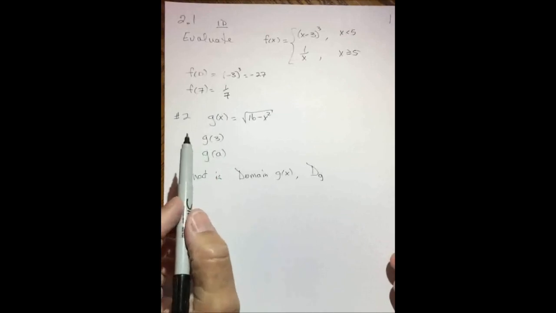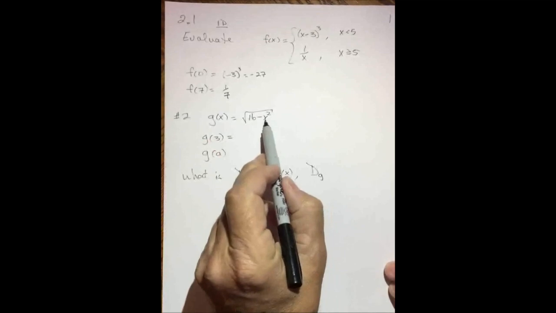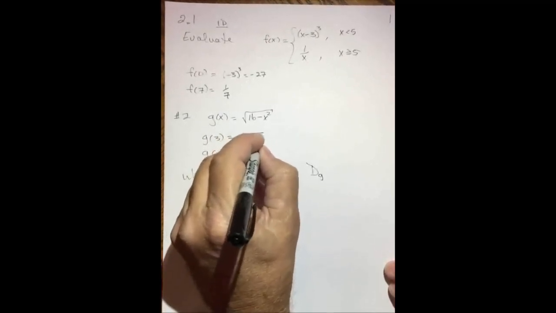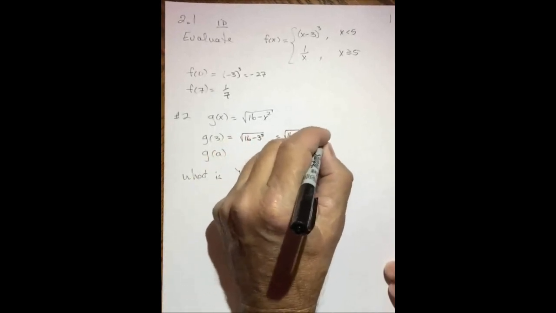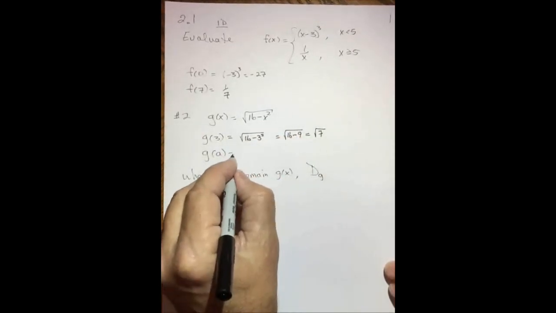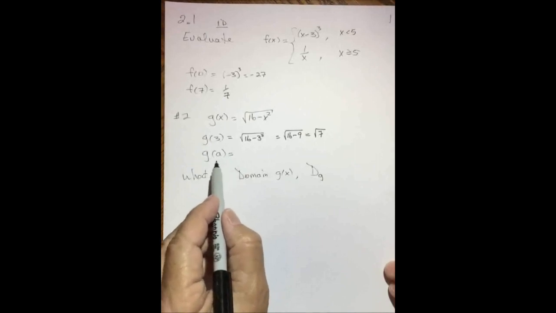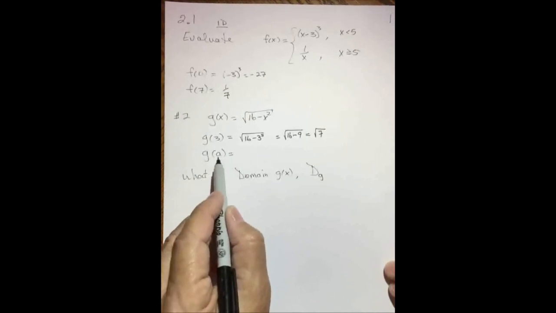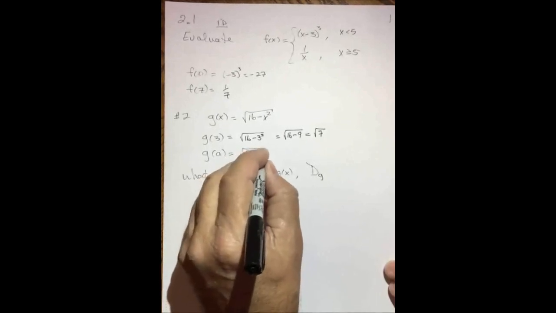Now, problem 2, evaluate g of 3. Well, we simply plug 3 in for x. This will be the square root of 16 minus 3 squared, the square root of 16 minus 9, so just the square root of 7. Now, g evaluated at a, remember, this is simply a set of instructions. This means everywhere in the function g where you have an x, you're going to plug in a. So this is just going to be 16 minus a squared.